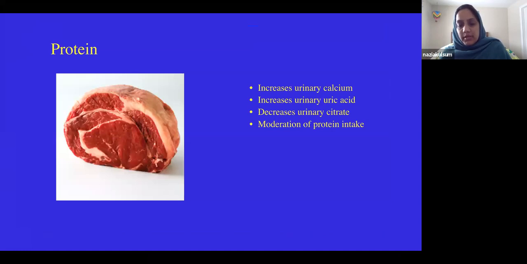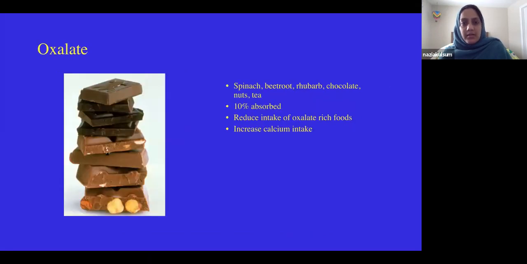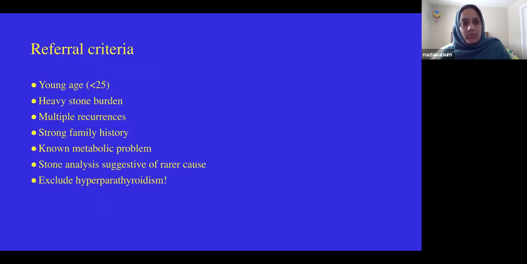Protein, of course, less protein intake, red meat, eating in moderation, eating it less frequently is important. Oxalate, there are certain foods that are high in oxalate, reduce that. For example, chocolate. You can do milk chocolate rather than dark chocolate, because the milk chocolate has calcium in it from the milk, so there will be less oxalate reabsorption. So those are the main things.